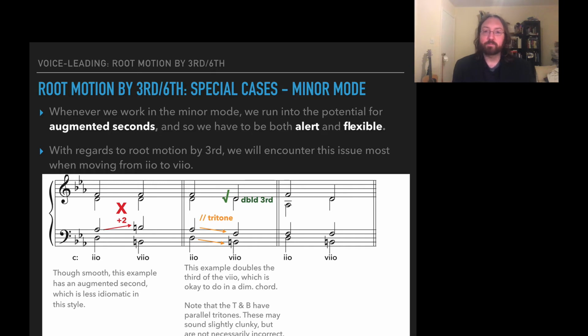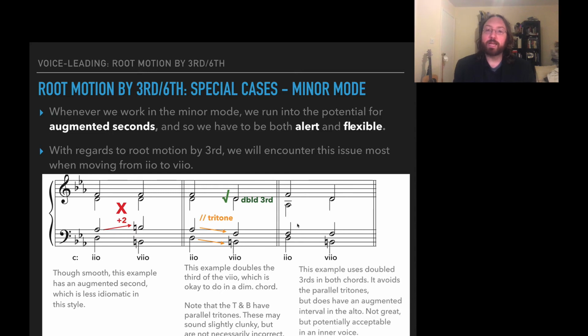In this last example, we see a doubled third both in the 2 diminished and in the 7 diminished. Here we have 2 Fs, and here we have 2 Ds. It avoids the parallel tritones. It does have an augmented interval in the alto's motion, the A flat up to D, an augmented fourth. Remember, we want to try to avoid those augmented intervals. That's how we got into this problem in the first place with this augmented second.